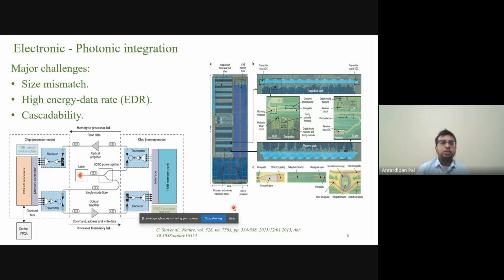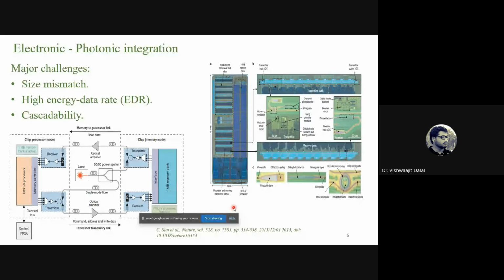Okay, let me continue. So size mismatch means since optical signals like visible spectrum starts from ultraviolet till red. So in this spectrum, the minimum wavelength is around say 300-ish.